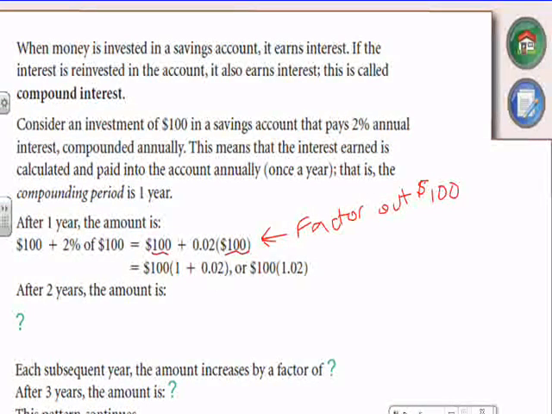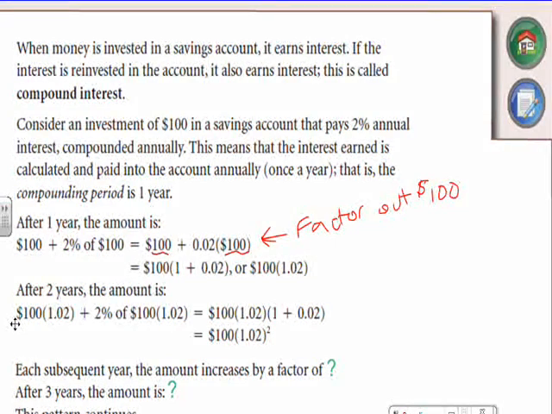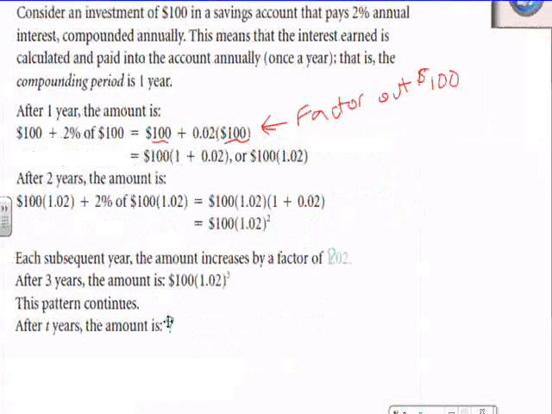Carrying it through now, after 2 years you're going to be multiplying by that 1 plus 0.02 again, which is now an exponent of 2. So after the first year, exponent of 1, second year, exponent of 2. You could probably guess what's going to happen after each year after that. You're just going to keep putting the new exponent in all the way through, so that after t years, it would be an exponent of t. That's the reason.